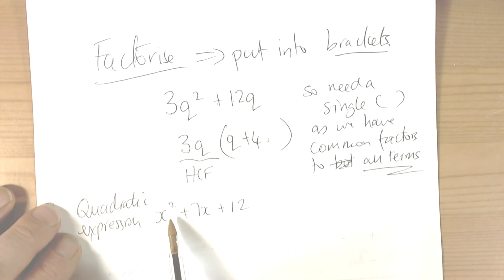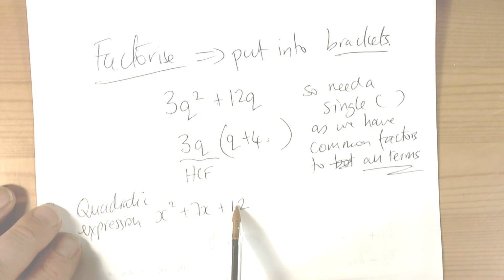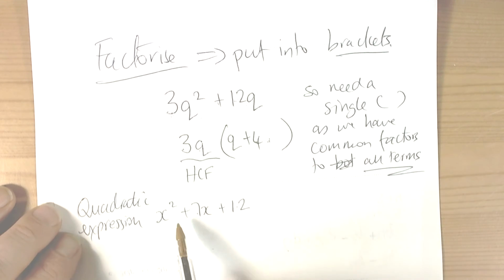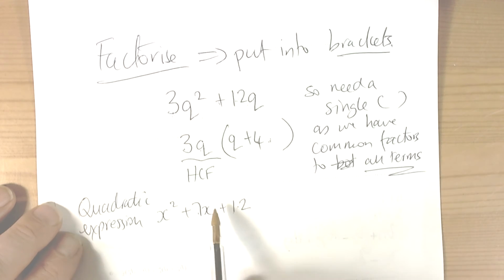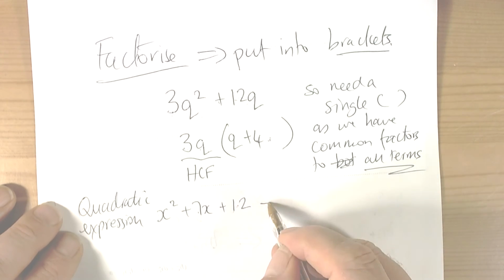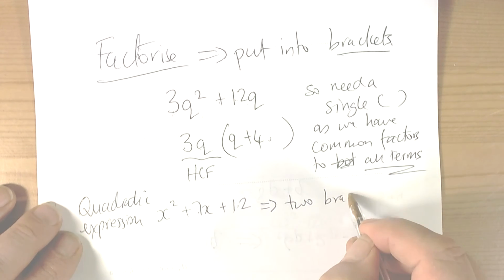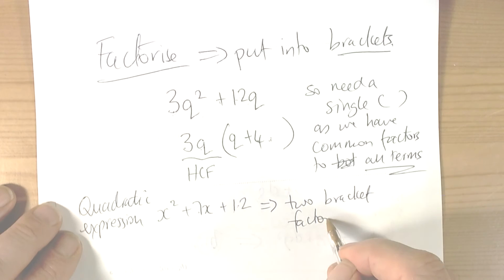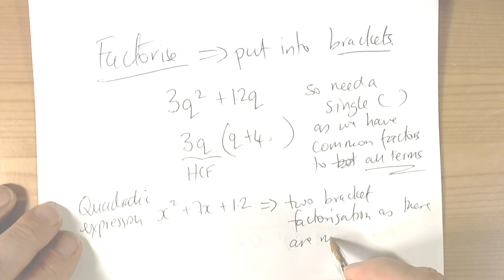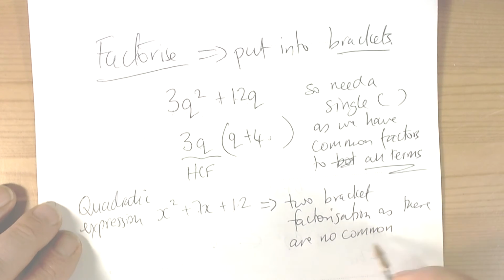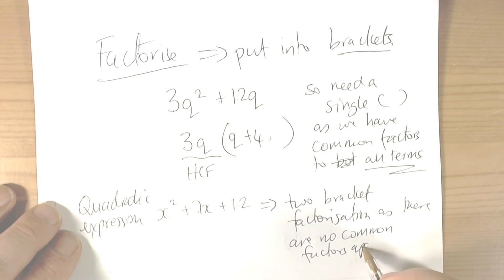and we look at this and we say to ourselves, right, does it have common factors to all terms apart from 1? No. 1 will go into all of those, and that's the only factor that will go into all of those, so it doesn't actually change it. Could have said x, but x doesn't have anything to do with the 12, so there isn't an x common term, and the numbers themselves don't have a common factor other than 1. So this is actually going to be a 2-bracket factorisation, as there are no common factors apart from 1.